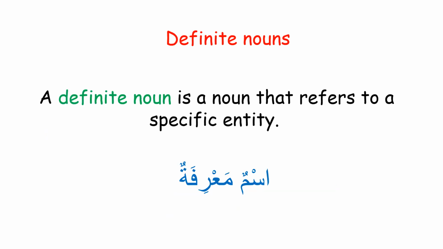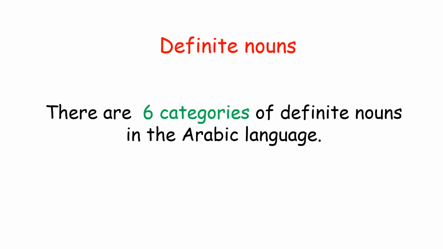A definite noun is a noun that refers to a specific entity, and it is called ismun ma'rifah. And there are 6 categories of definite nouns in the Arabic language. I'm going to state the whole 6 just for the record. However, we are only going to focus on 2 of these and intentionally push back the rest to the right time. Chances are the majority of these terms are going to be completely unfamiliar to you, but please bear with us. We have to mention all of them to avoid confusion down the line.